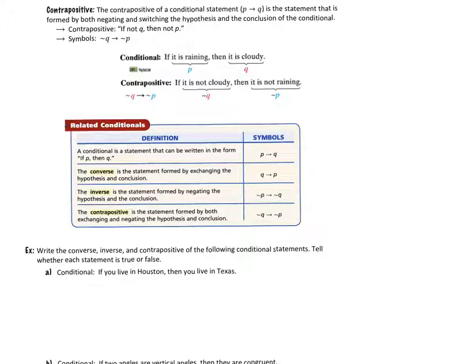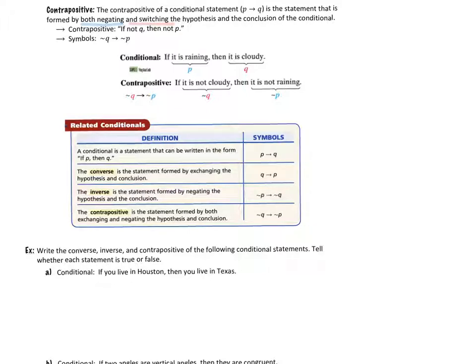The third type of related conditional is a contrapositive. Okay, so in this case, we're going to take what we did for the converse and what we did for the inverse and do both things. Okay, so you're going to both negate and switch the hypothesis and the conclusion of the original conditional if P, then Q. So the contrapositive becomes if not Q, then not P. And so our symbols would be not Q implies not P.